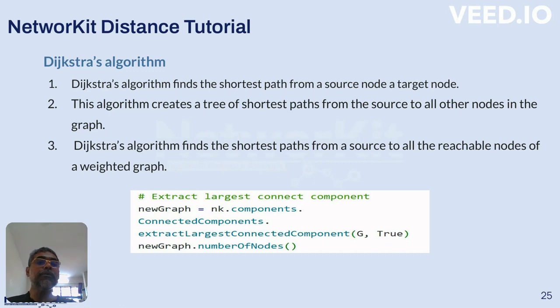For example, if you want to extract the largest connected component, we have to call this function: nk.components.ConnectedComponents.extractLargestConnectedComponent. Pass this graph G and True, and this piece of code returns the value in the object new graph. Then you have to call the new graph method number of nodes, using new graph.numberOfNodes.